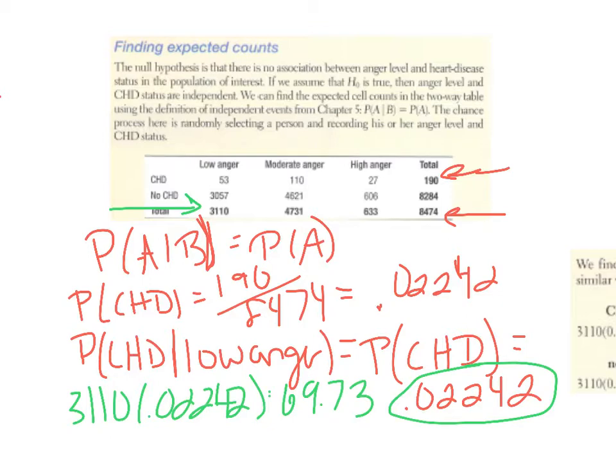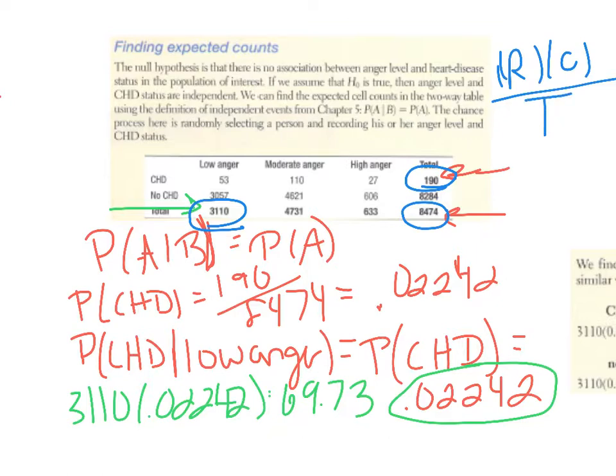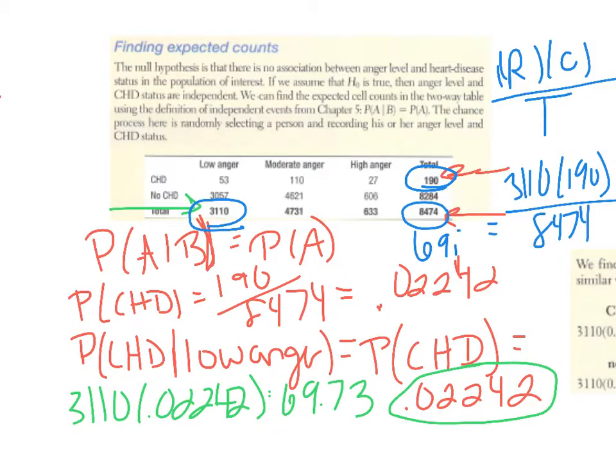Okay, we can put this into formula again. We can find our expecteds by taking our row total and multiplying that by the column total. So our row total, 190, times our column total, 3,110, and divide that by the table total. So row total times column total over table total. So we'd have 3,110 times 190 over 8,474, which gives me 69.73. So that's how we can find our expecteds for that.